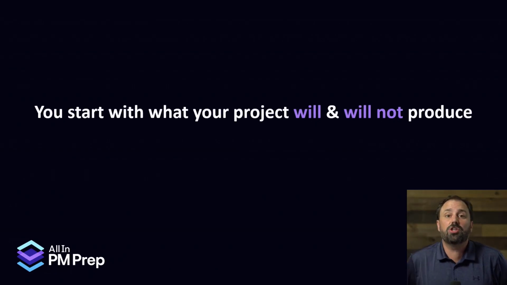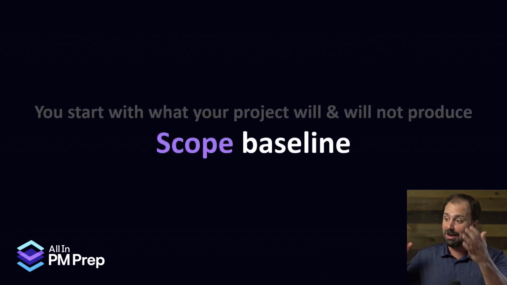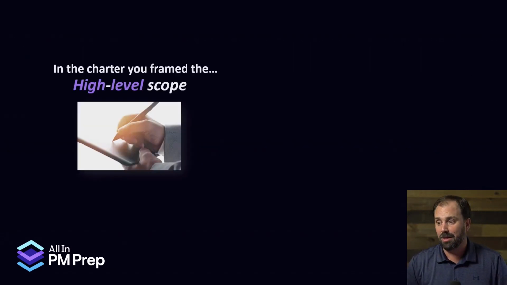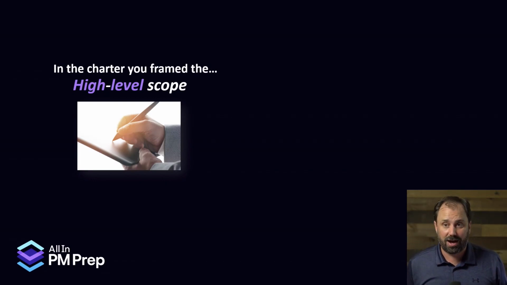So you start where you should start. What will you produce and what will you not produce? That's the big question on everybody's mind. We're going to call that the scope baseline. Now, you've got some things to start with. You've got some things to work on, all right? You've got the charter. What did that provide? It provided you the high-level scope delivered by the sponsor, the person that really matters.